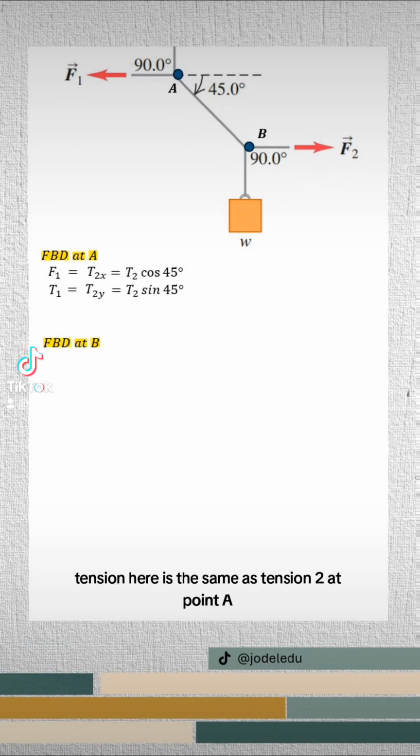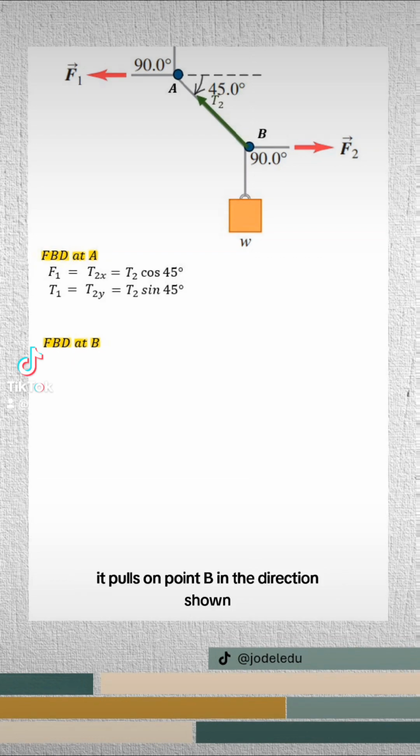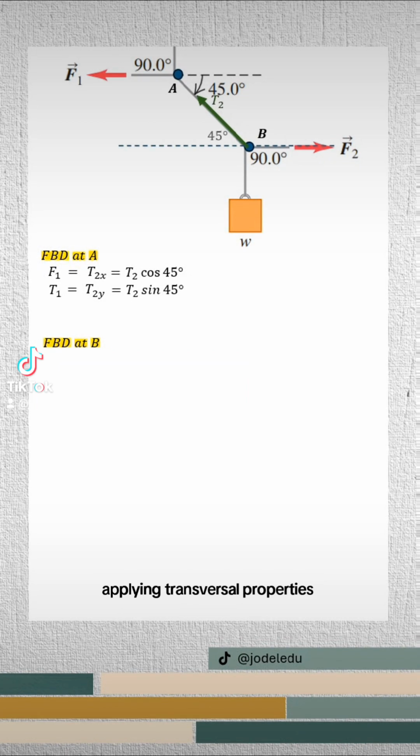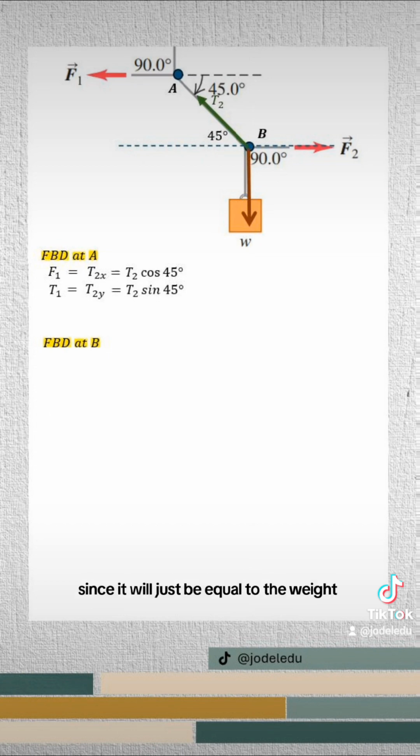Tension here is the same as tension 2 at point A, since that is the same segment of rope. It pulls on point B in the direction shown. Applying transversal properties, this is also 45 degrees. Next is the weight value. There is no need to indicate the rope here as another tension, since it will just be equal to the weight. Finally, F sub 2.